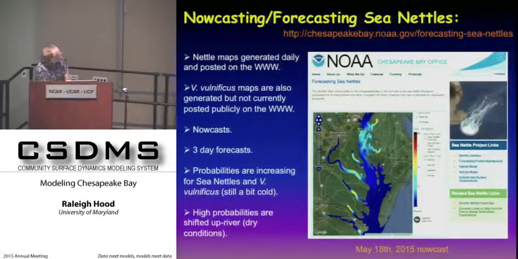We provide nowcasts, so you can say, well, what's the probability, if I go out to a certain spot in the Chesapeake Bay today, that I'm going to get stung by a jellyfish? And we provide 3-day forecasts, so you can look and say, well, where should I go this weekend to go swimming if I want to avoid getting stung by a jellyfish?